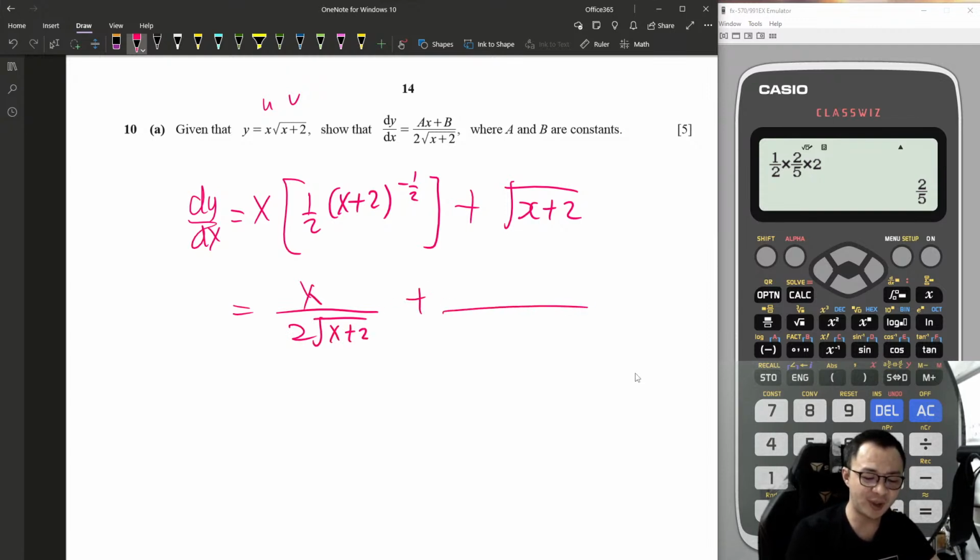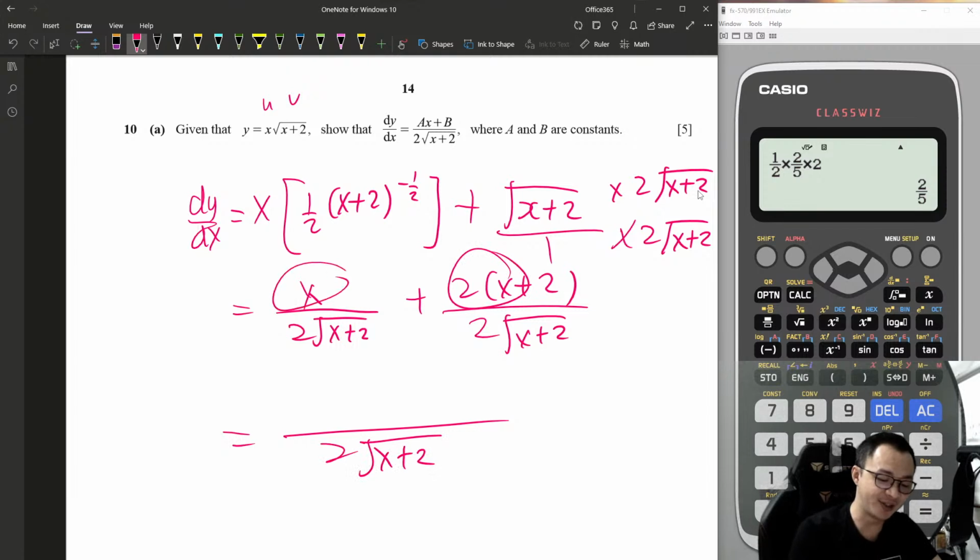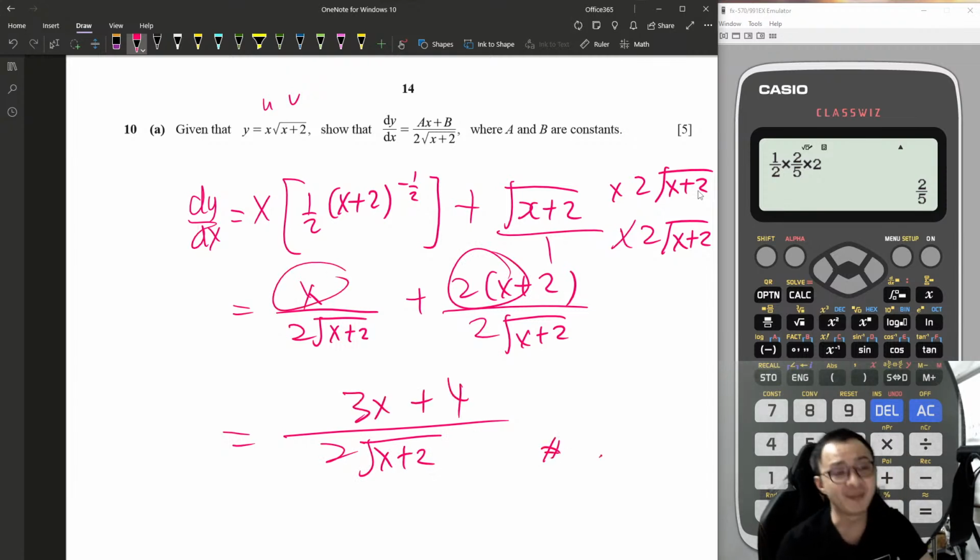Plus, okay, so this one I will multiply. This one is over 1 now. I will multiply 2 square root x plus 2 to make sure they actually have the same denominator, okay? So this one should be 2x plus 2. Okay, I'm going to group them together. This is 2x plus x, which is basically 3x plus 4. Done. 5 mark. Just apply the product rule and don't make any carry mistake.